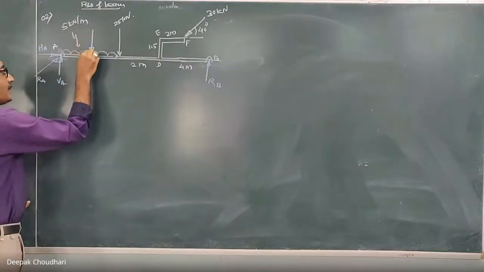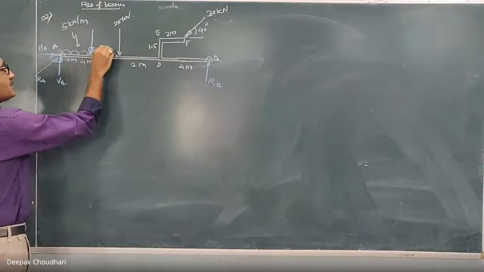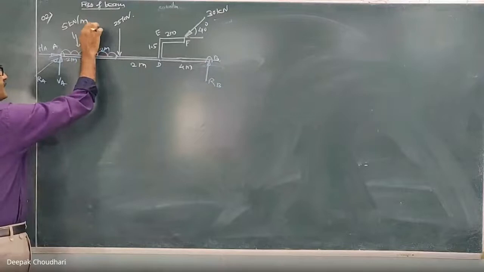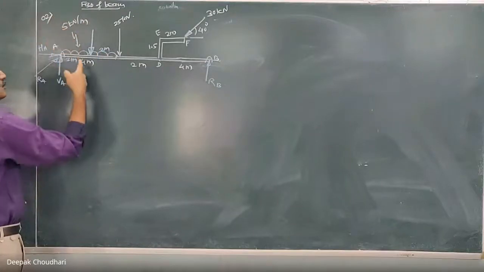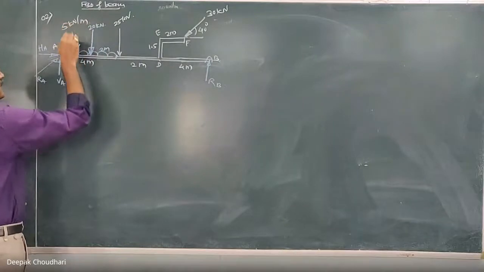They are directed toward the base of that semicircular pattern. This distance is 2 meter. And the magnitude of that equivalent point load is 5 into 4, it is 20 kilonewton.